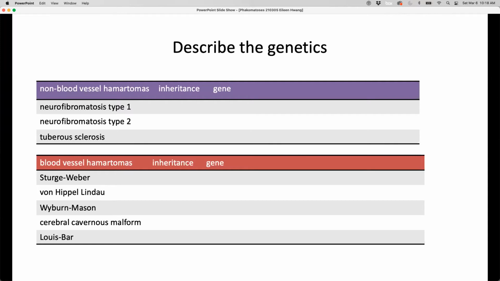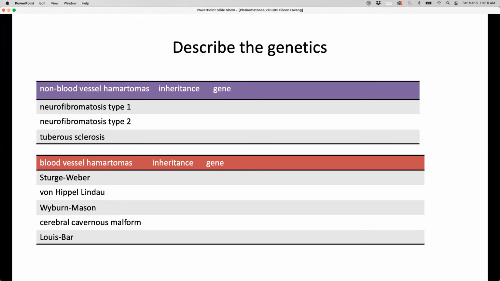How about NF2? Autosomal dominant, NF2 on chromosome 22. Very good. That's like the only chromosome I remember, because it's like 2 and 2. Okay. How about tuberous sclerosis? What are the genes there?